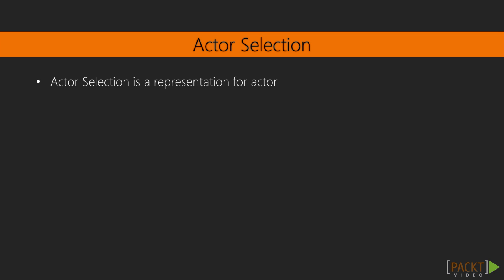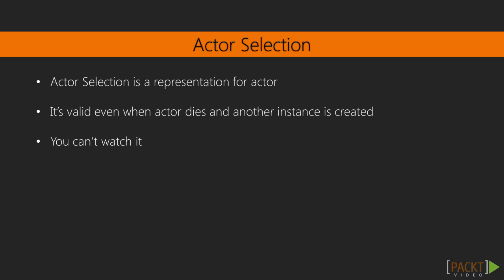Actor selection is another representation of the actor, like actor reference. You can send messages to an actor via actor selection, like actor ref. But the main difference between them is that the actor selection is created from the actor path or actor name. This means that the actor selection stays valid, even when an actor dies and another instance is created. So you can't watch the actor selection like actor reference, because actor selection doesn't represent a single instance, it represents a path.